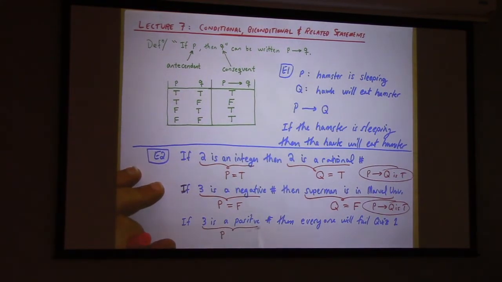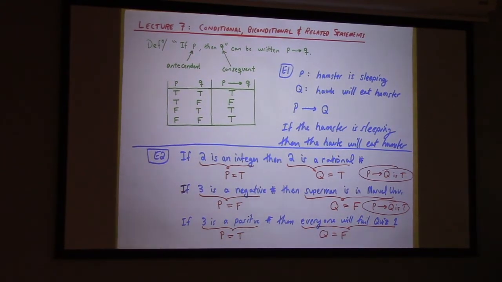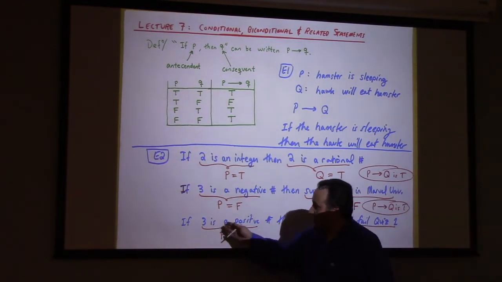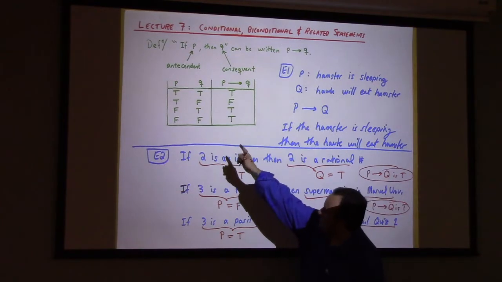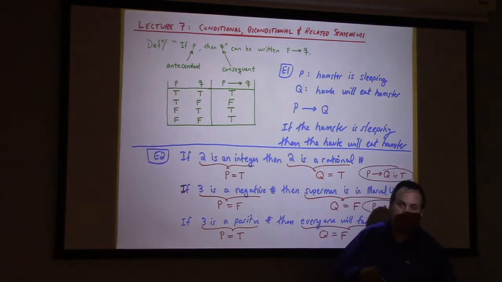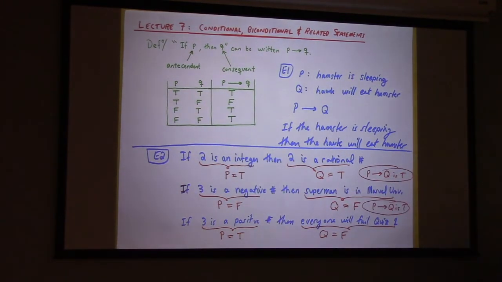So the antecedent here is 3 is a positive number. That is true. The consequent, Q, is everyone will fail quiz 1. And that is false. True implies false makes the conditional false. So this sentence is altogether false, because we fit into true, false. True implies false is false for the conditional. All right.